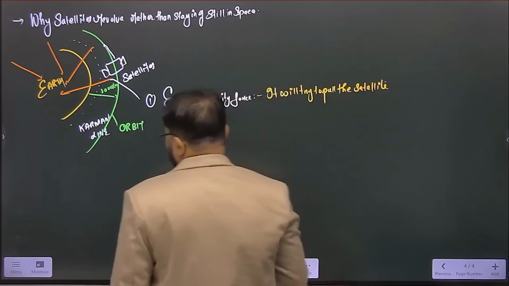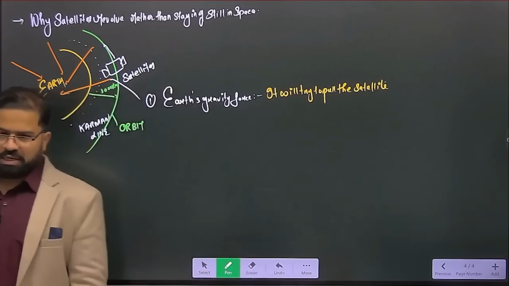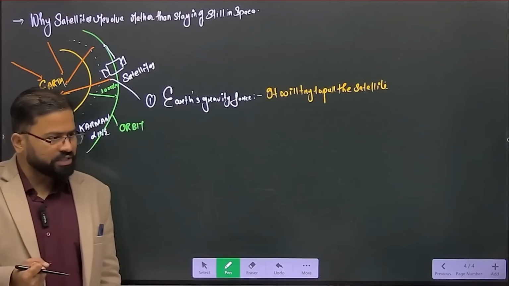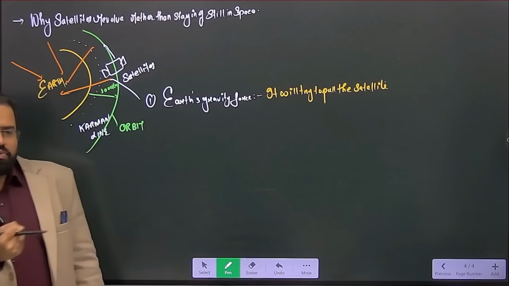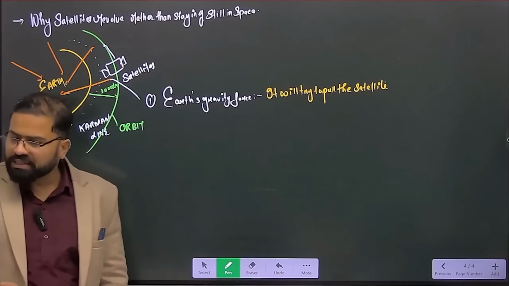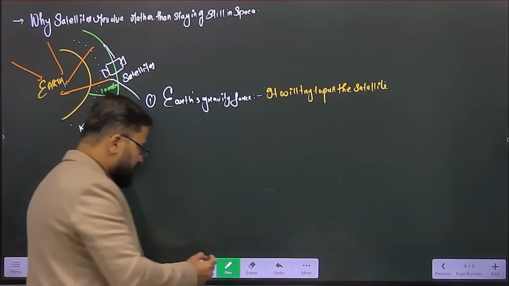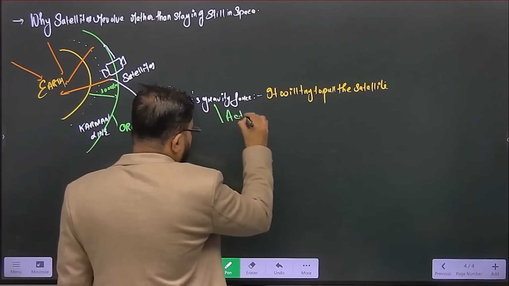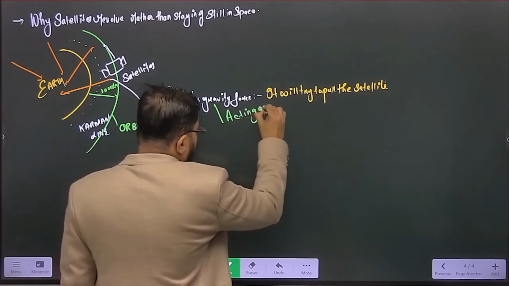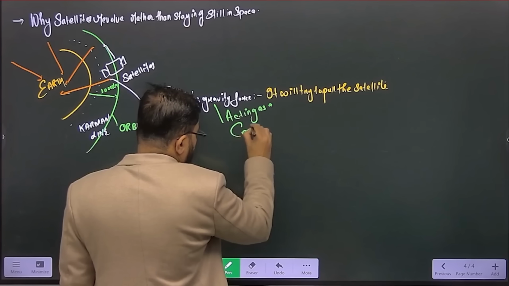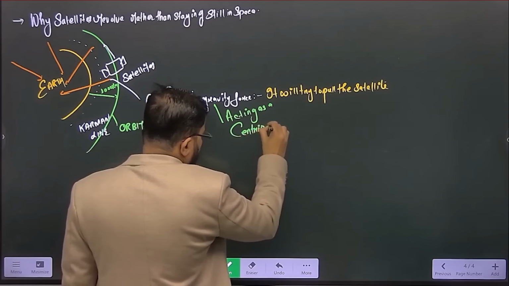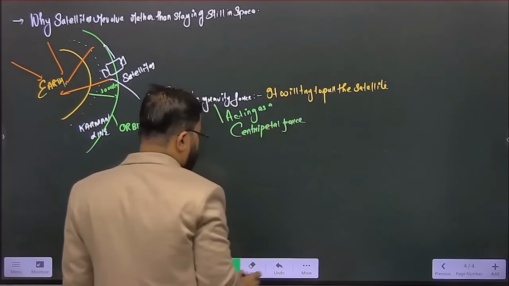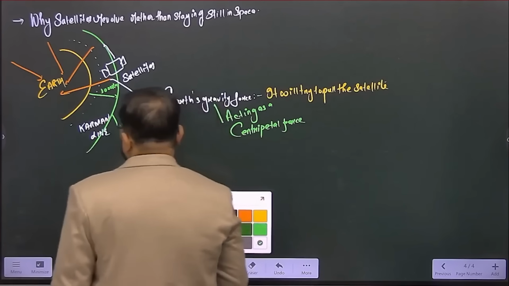It will try to pull the satellite, and because of this it is acting at the center. When you talk about the Earth's gravitational forces, it is continuously acting on the satellite and trying to pull the satellite towards its center. That becomes what? A centripetal force. It is acting as a centripetal force.